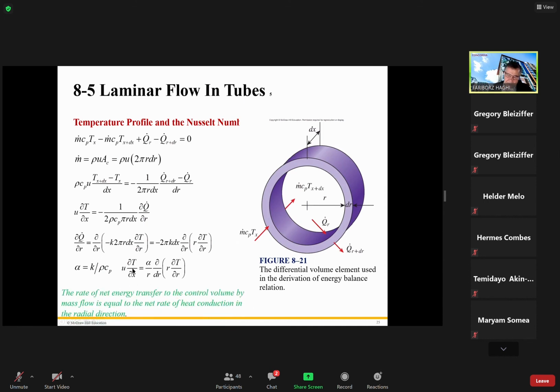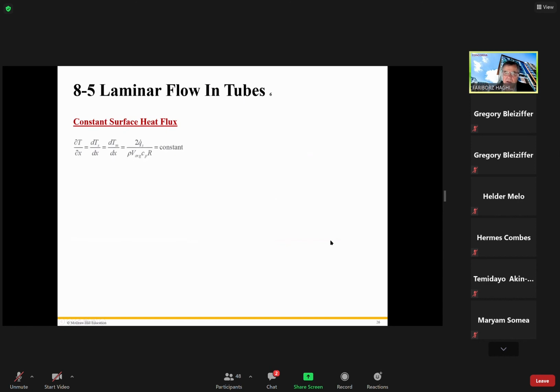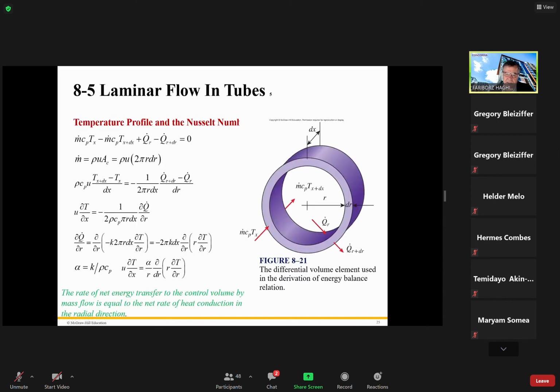Therefore, please, again, it is not about the equation, try to understand the physical meaning. We mentioned the rate of net energy transfer to the control volume by mass flow. This represents mass flow. This is equal to the net heat conduction in the radial direction. Therefore, how much goes in this direction is the same as what goes out in this direction, by conduction. Now, we are trying to find the temperature profile in this control volume. Again, this equation comes right from the expression that we had before.